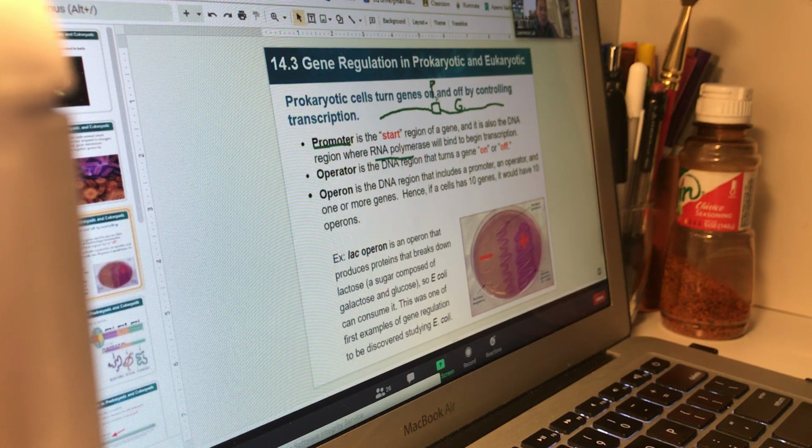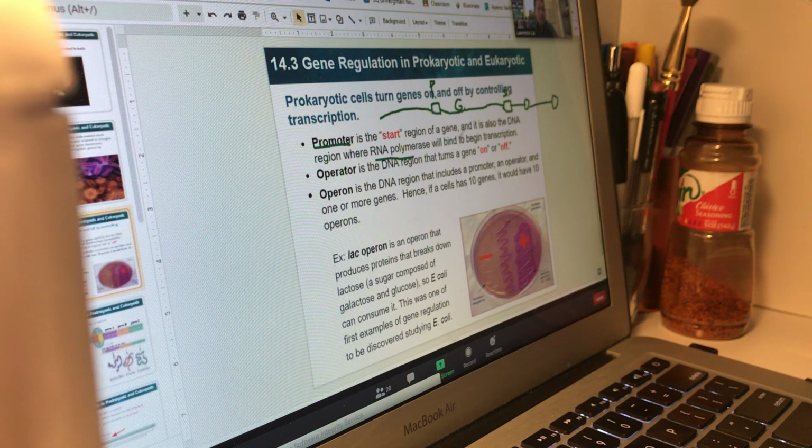Then the cell knows that after the promoter is the gene, and then at the end it would be stop. S for stop, okay? And then there would be junk DNA, and there would be another promoter. And it keeps on continuing. Promoter, and then gene, and then stop. It keeps on doing something like that.